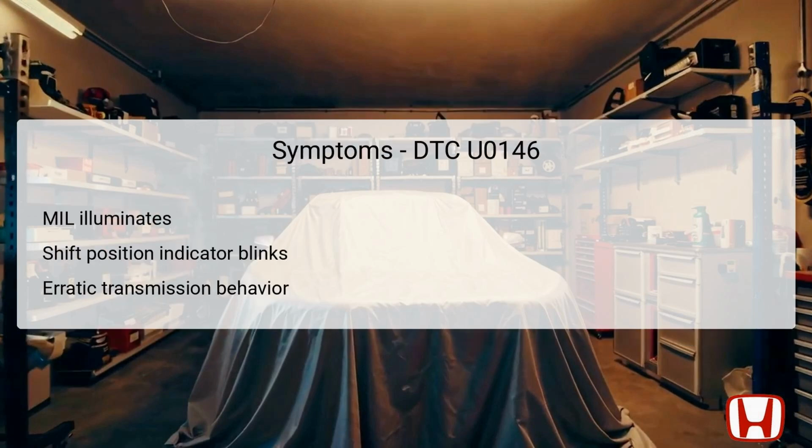The symptoms associated with DTC U0146 manifest as clear indicators of malfunction within the vehicle's operational systems. The most apparent symptom is the illumination of the malfunction indicator lamp, or MIL, which signals that the vehicle's computer has detected a problem that requires attention. In conjunction with this, the shift position indicator may begin to blink, indicating that the transmission is experiencing issues executing proper gear shifts.